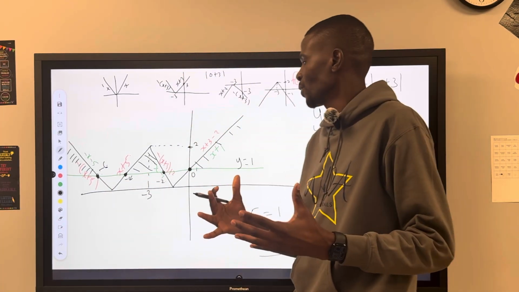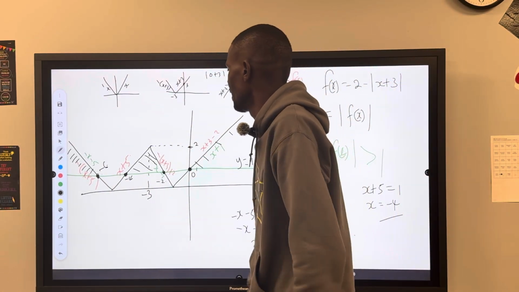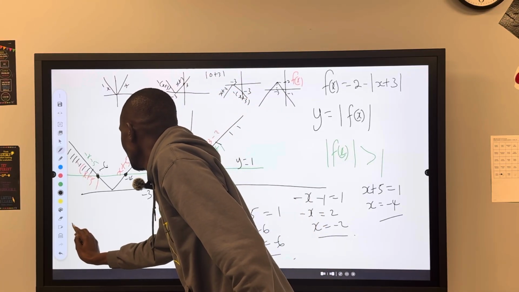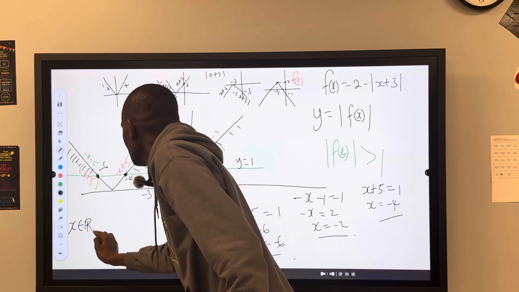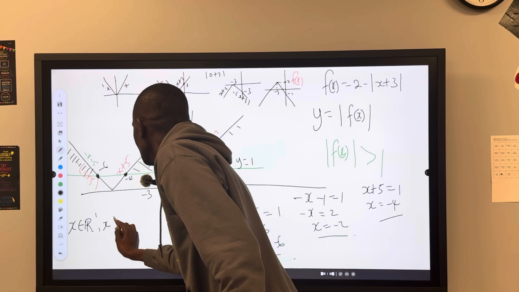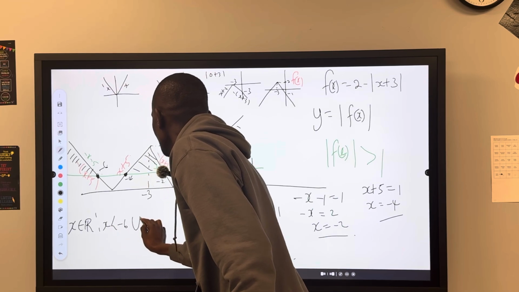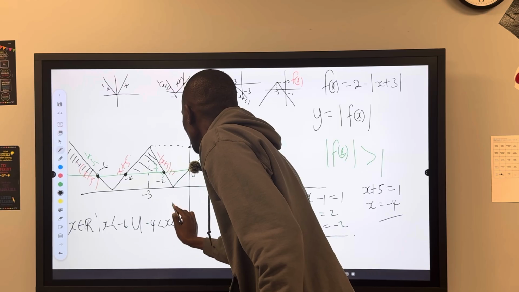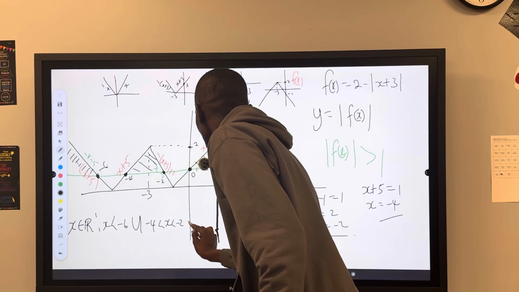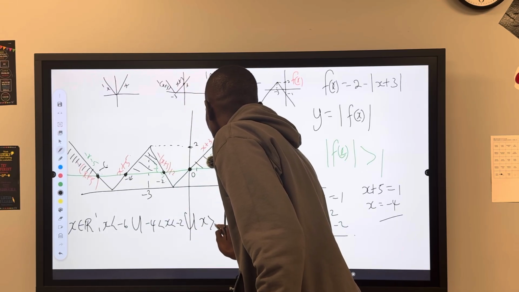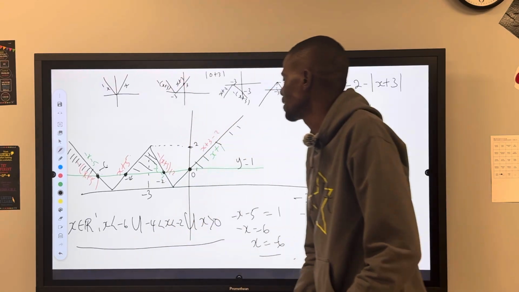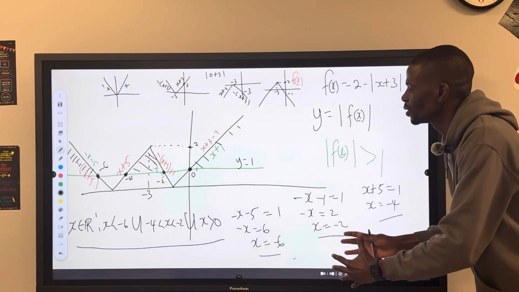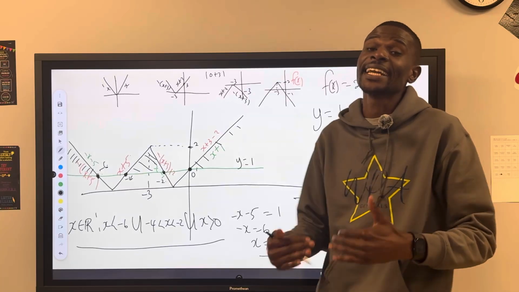So to solve that inequality where I've shaded there, it means the solution set is x is an element of the real numbers such that x is less than negative 6, union negative 4 less than x less than negative 2, union x is greater than 0. So this is the solution set where the absolute value of this function is greater than 1.